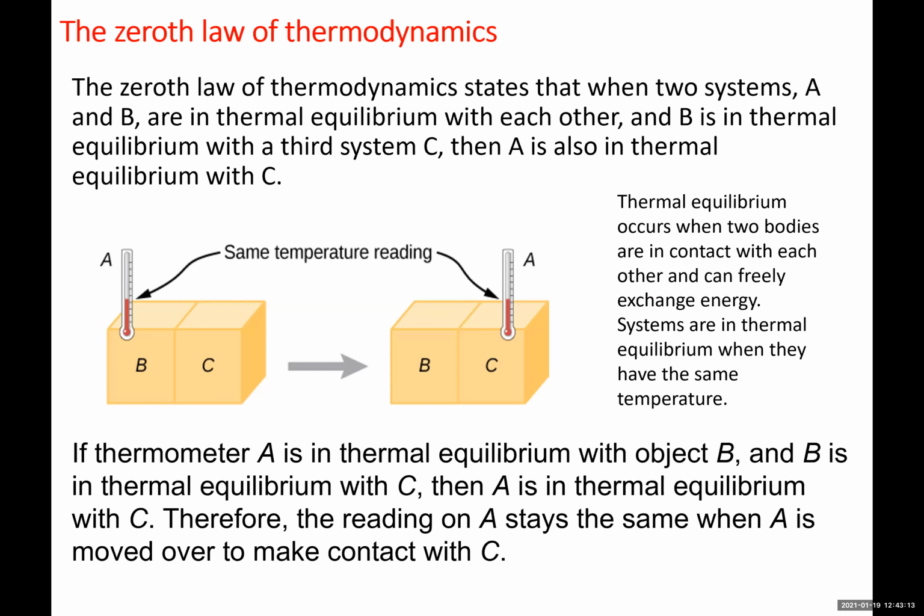Next, it is called the zeroth law. The zeroth law basically tells you that if two systems are in equilibrium with a third system, then they are also mutually in equilibrium. Let's see what this law is actually telling. This law basically defines thermal equilibrium.